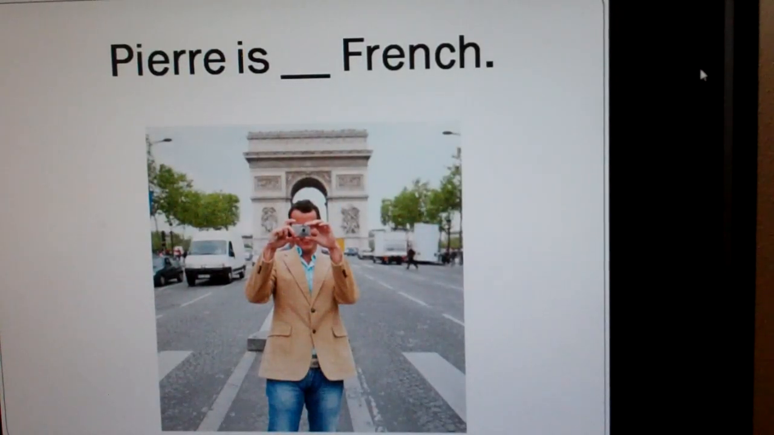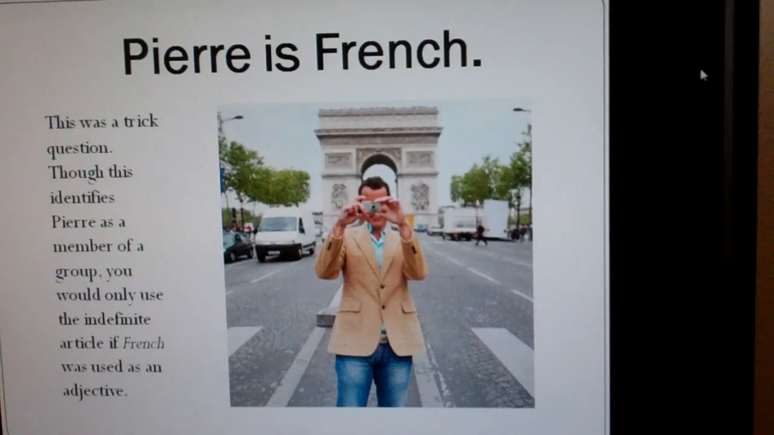Remember, this is a trick question. Pierre is French. Though this identifies Pierre as a member of a group, you would only use the indefinite article if French was used as an adjective.